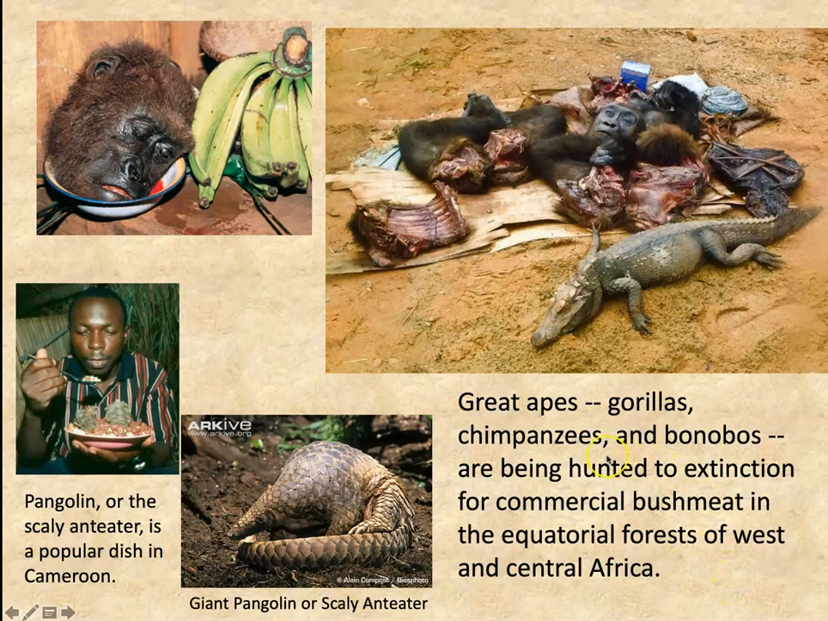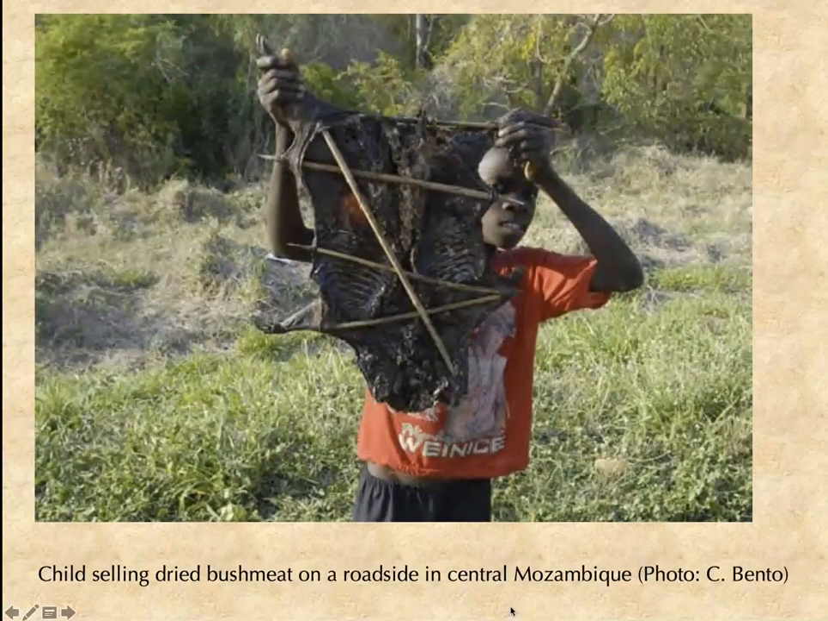Great apes, gorillas, chimpanzees, and bonobos are being hunted to extinction for commercial bushmeat in the equatorial forest of West and Central Africa. And so here you can see an ape's head in a bowl. You can see apes and other animals on this tarp. Here's a guy eating pangolin, also called the scaly anteater, which is a popular dish in Cameroon and a number of other areas. And then here's a picture of a giant pangolin. And here's a picture of a kid selling dried bushmeat on a roadside in central Mozambique.